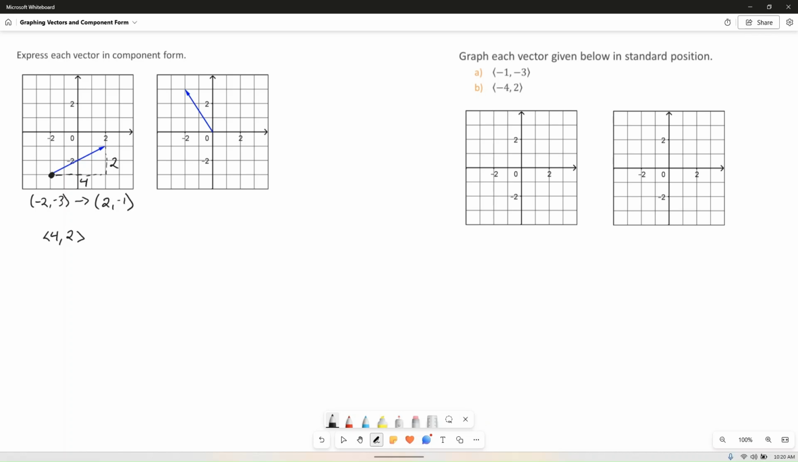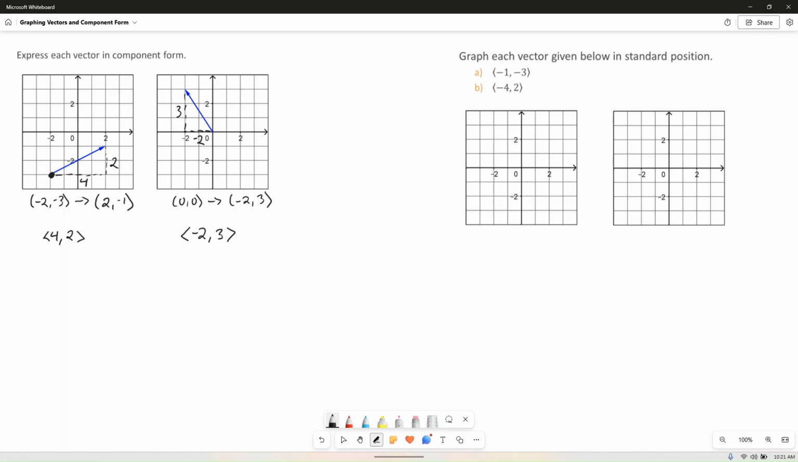All right, our second example, again, we're given a vector on a graph. And so we see this arrow, and it starts at the origin, so 0, 0, and it is extending to the terminal point -2, 3. In this case, it's extending to the left. So the run, the horizontal component, would be -2, and then it's still going upwards a distance of 3. So that would be a vertical component of 3. So we could express this vector as -2, 3 contained within the vector brackets.